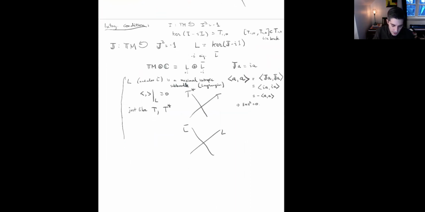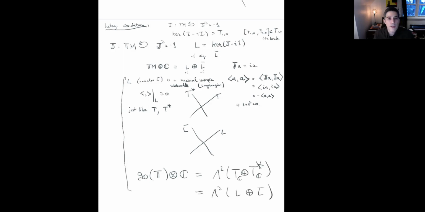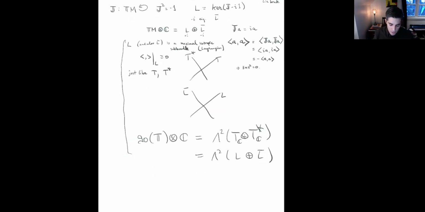And notice that we could even do the same thing. We're going to do this later, but we could even look at the Lie algebra. If we take the Lie algebra of T plus T star and complexify it, you could write it as wedge 2 of T plus T star like we did before, or you could write it as wedge 2 of L plus L bar. It's the same space. We're just decomposing it in a different way. Here we're using the fact that there's a generalized complex structure.